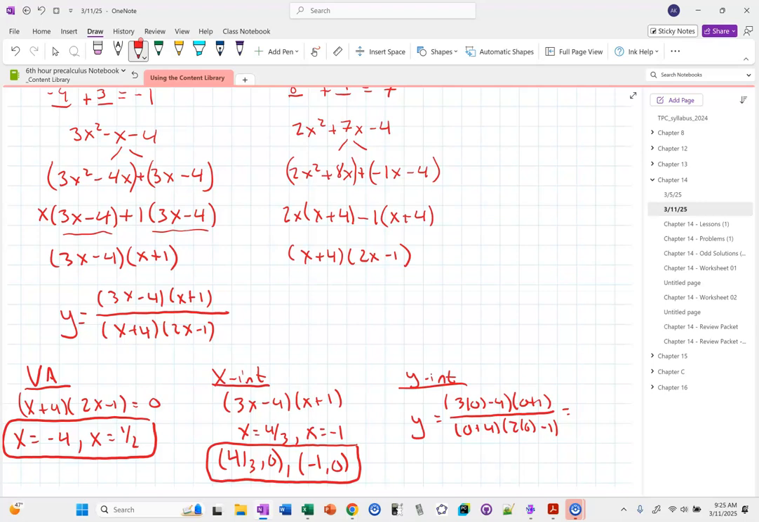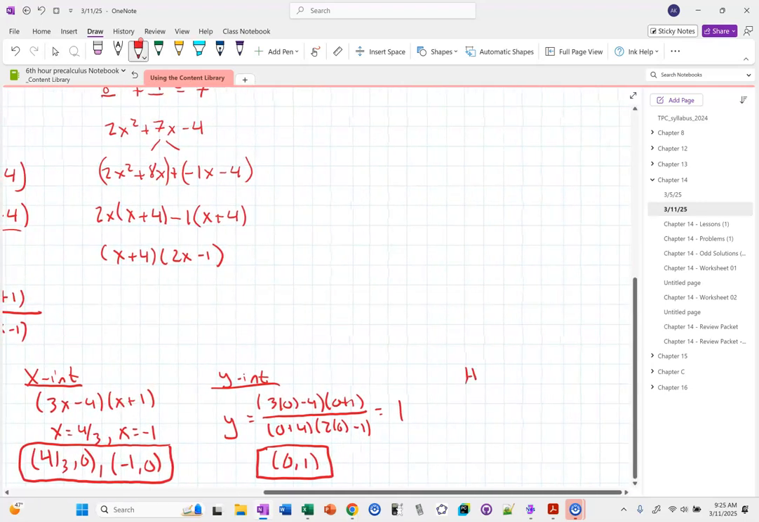So that's going to give me 1 there, right? Negative 4 over negative 4. Yeah. And again, I'm going to write that as a point so as I don't confuse it with like a horizontal asymptote or something.